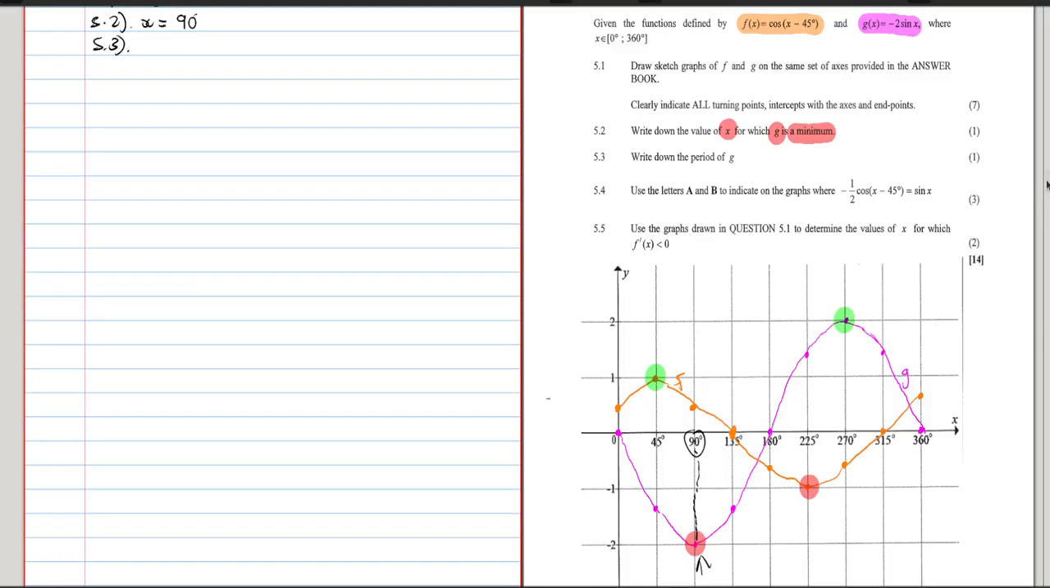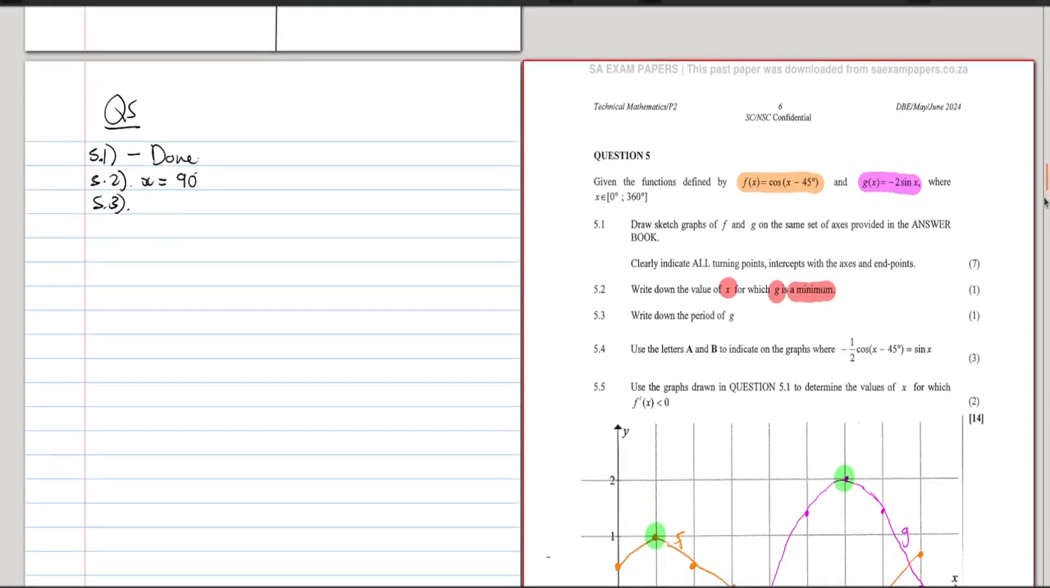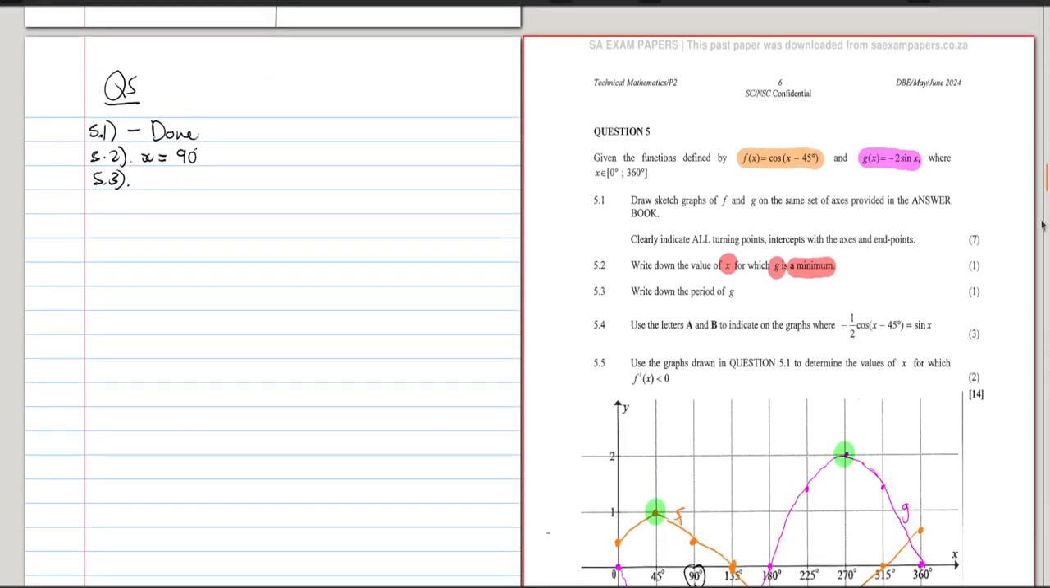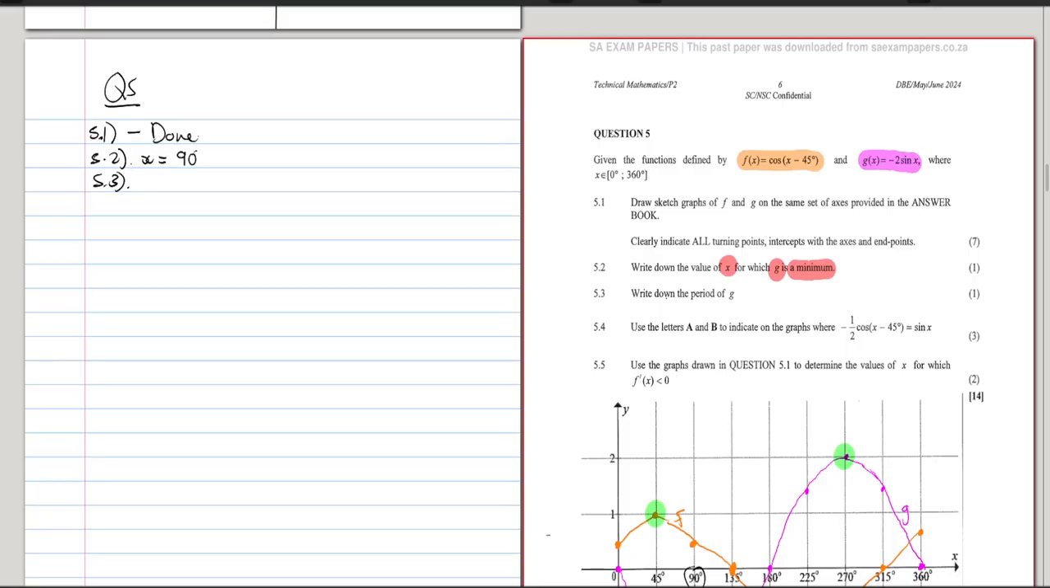5.3. I don't need to divide the paper because it's going to be a short question anyway. 5.3. Write down the period of g.